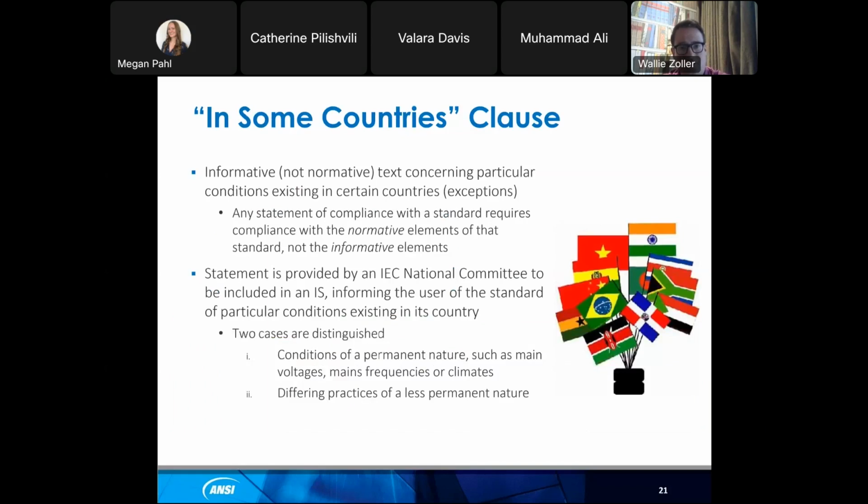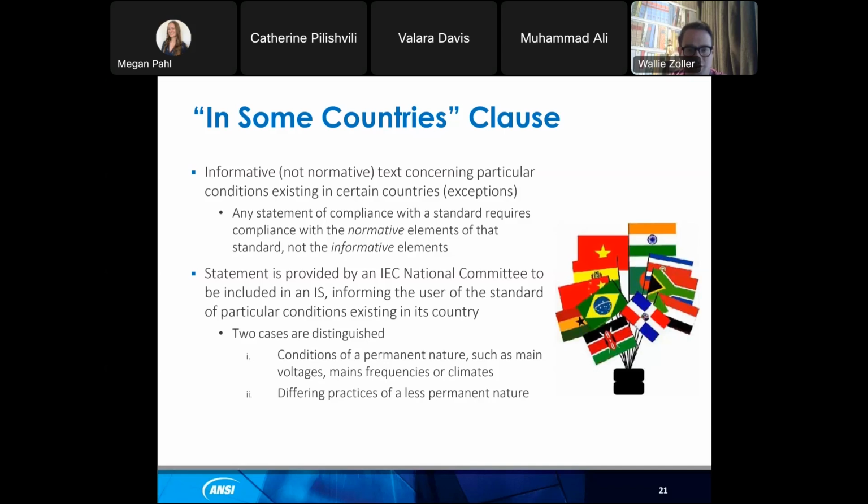Sometimes there are small deviations. The "in some countries" clause is part of the directives in the IEC, and it allows a statement of compliance within the standard that requires compliance with normative elements, meaning the substantive elements, not the informative elements. The statement is provided by the IEC National Committee to be included in an IS. It is specific to countries as they exist.